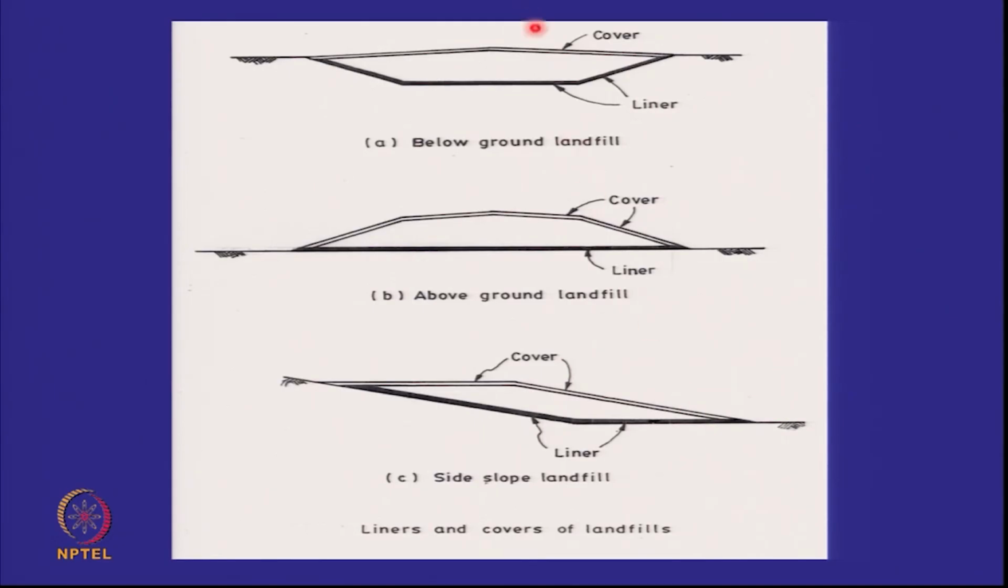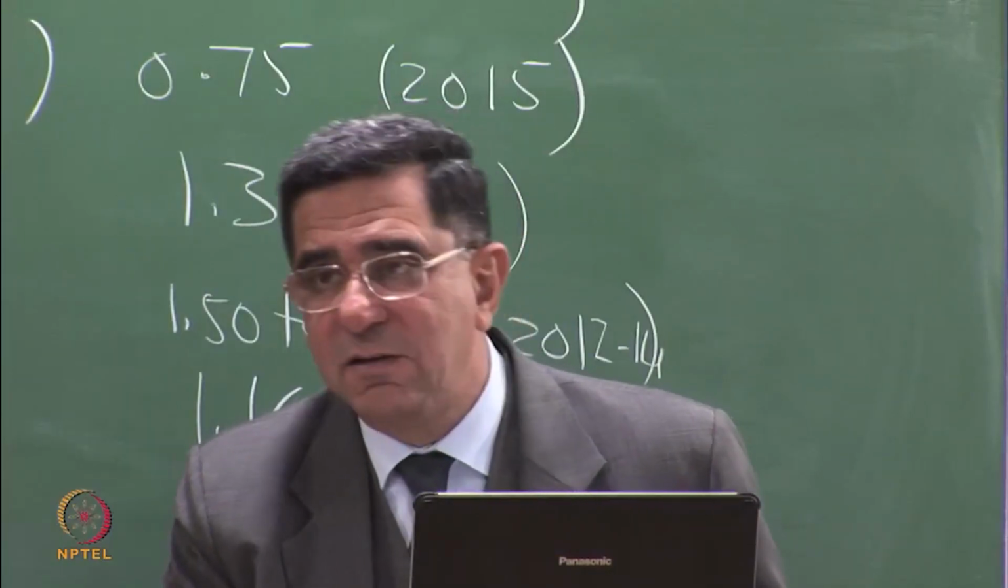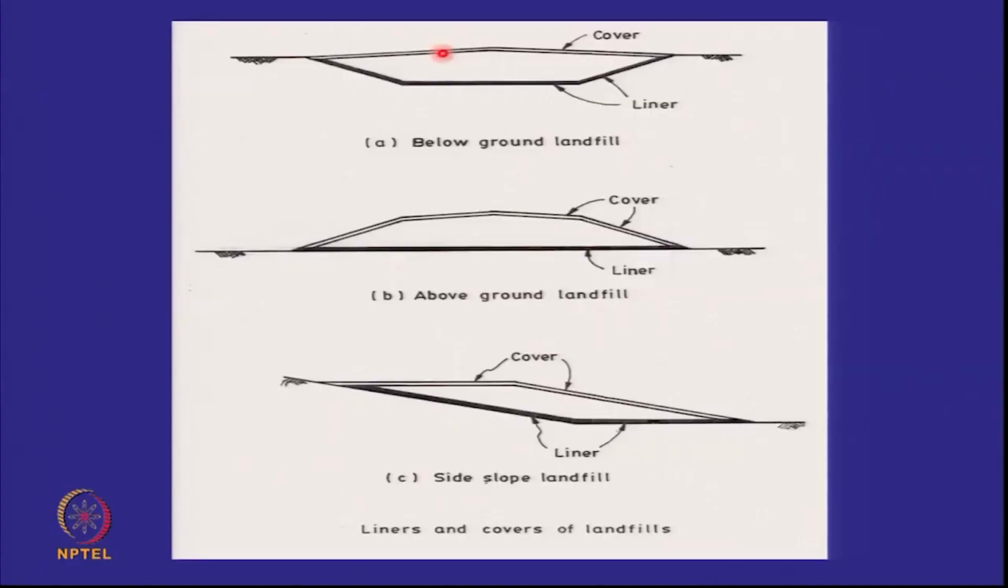The major difference between the cover and the liner is that both are impervious, or have very, very low permeability, but the liner gets buried. It's not accessible. The cover is always accessible for repair. So the risk of leakage here is much higher, and therefore we have to be very careful about the design of the liner.